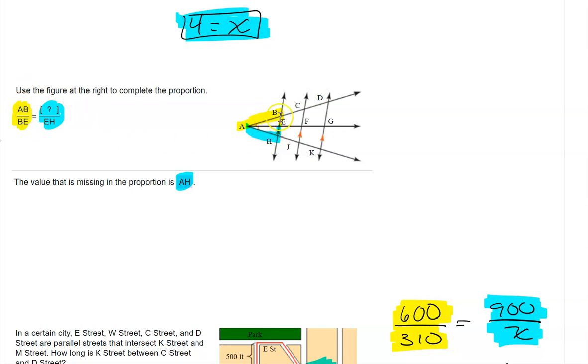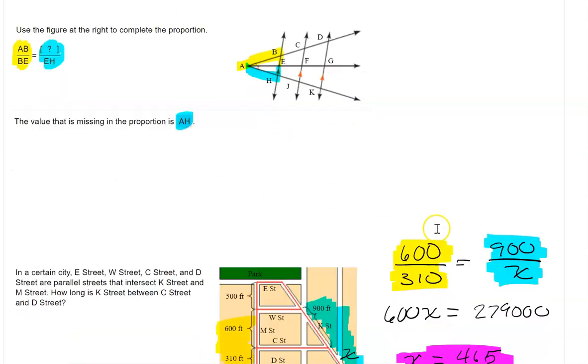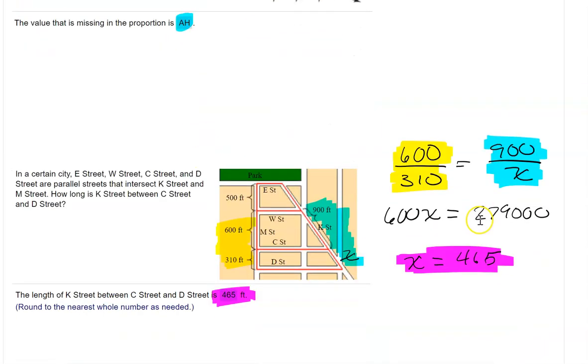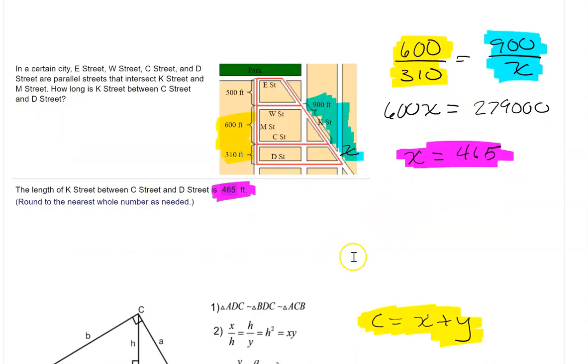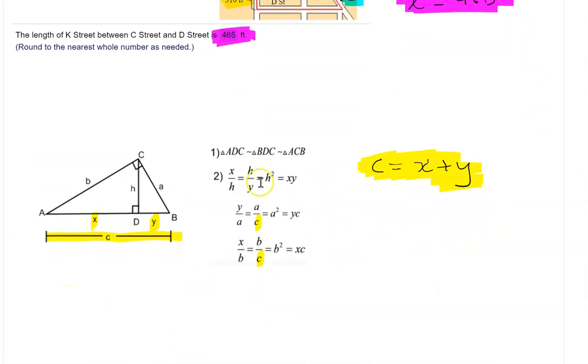So A is highlighted here. AB is to PE, so this is kind of part of the triangle. It's a mirror image basically. So AH to HE or EH. And make sure you use the capital letters here. I think it marks it wrong if you use lowercase. And then here, 600 over 310 is equal to 900 over x. Cross multiply and solve. And then here's a cheat sheet for making these ratios.